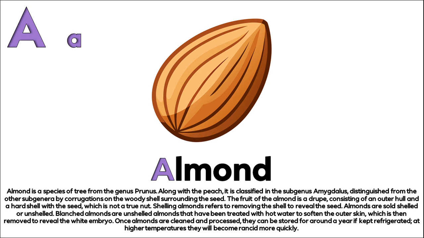The fruit of the almond is a drupe, consisting of an outer hull and a hard shell with the seed, which is not a true nut. Shelling almonds refers to removing the shell to reveal the seed. Almonds are sold shelled or unshelled. Blanched almonds are unshelled almonds that have been treated with hot water to soften the outer skin, which is then removed to reveal the white embryo.